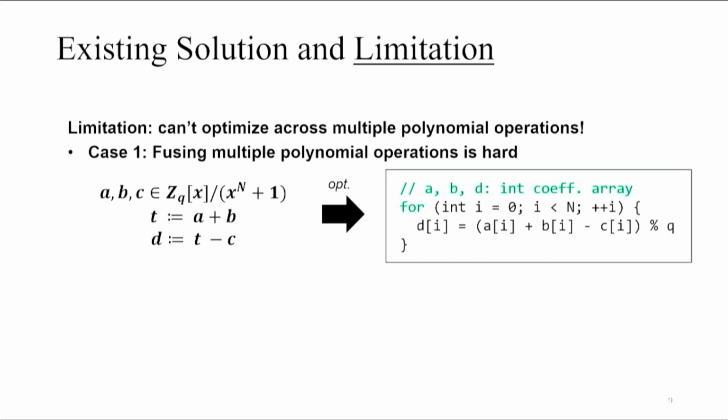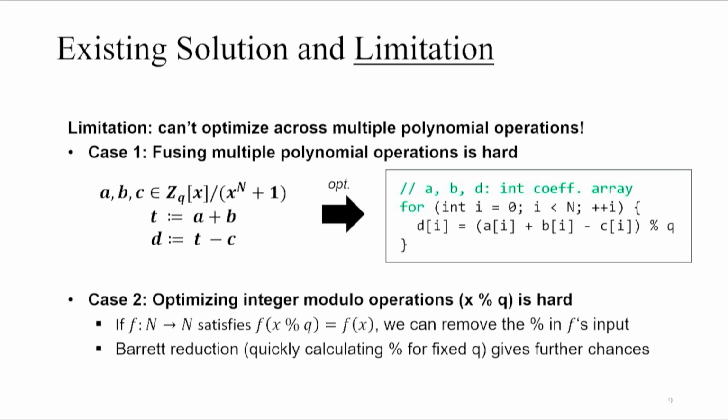Then what is the limitation of this approach? There are two issues. The first one is that it is hard to fuse these individually accelerated polynomial operations. For example, let's assume that we have this one addition and one subtraction. Then we'd like to optimize this code by making one large loop that does the addition and subtraction of the coefficients inside this loop body. But since polynomial operations are individually accelerated, fusing these two loops becomes hard.